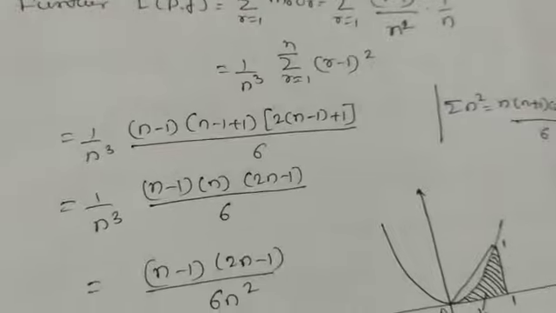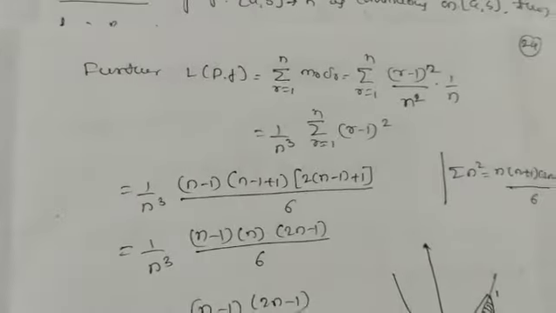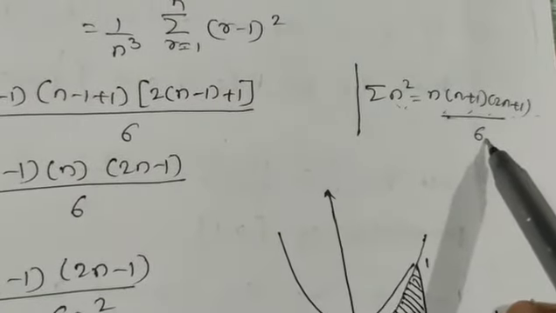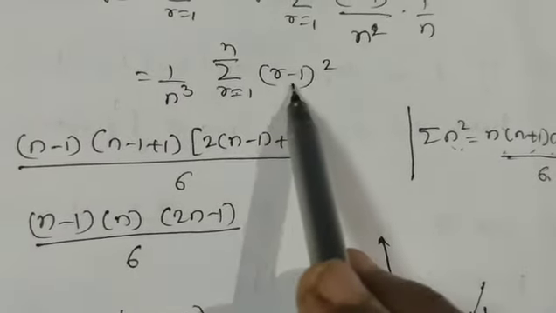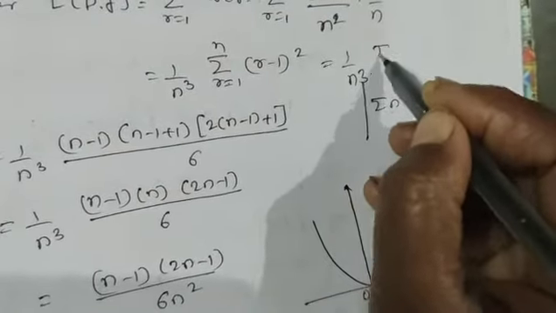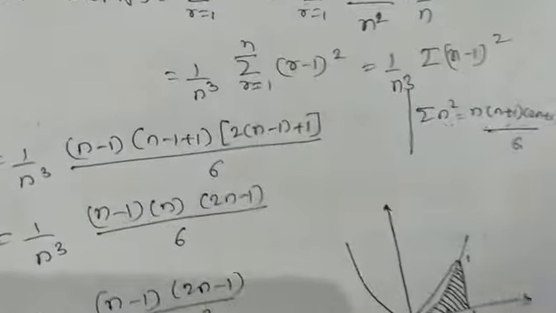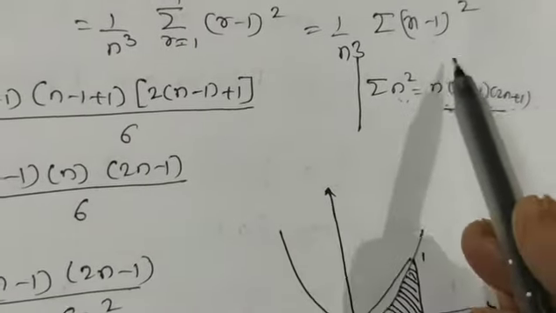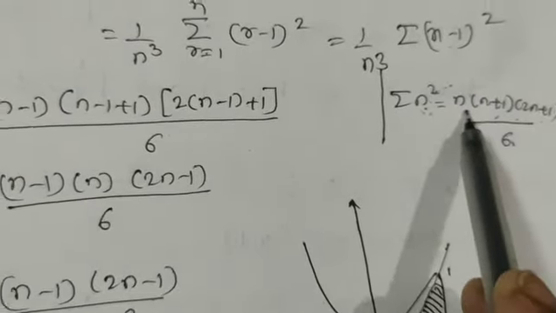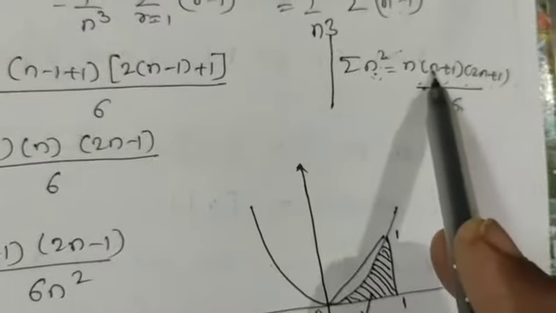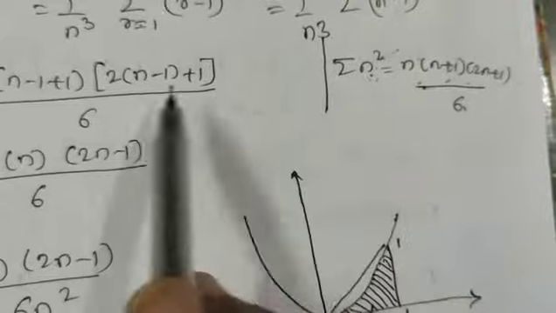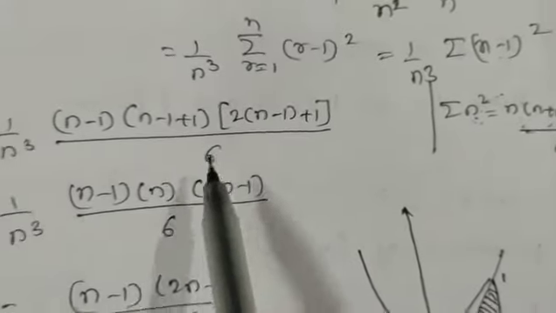Just now in the last class we studied that the sum of n square is n into (n plus 1) into (2n plus 1) divided by 6. So this is the sum of (n minus 1) whole square, so it is nothing but 1 by n cube into the sum of (n minus 1) whole square. Here you just substitute, in place of n, n minus 1. So in place of n it is n minus 1 and this plus 1, and in place of 2n it is 2(n minus 1) plus 1, divided by 6.